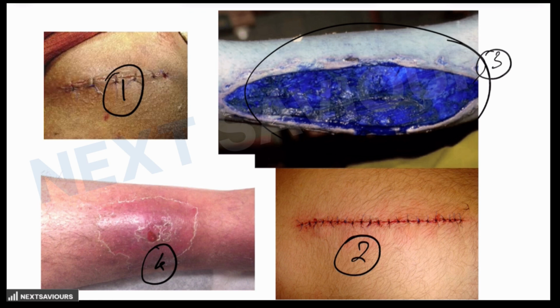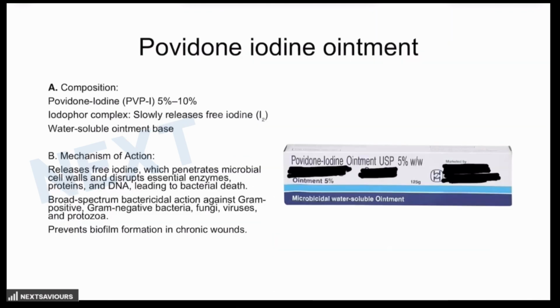So what we are going to talk about is the management of these contaminated wounds, if not the infected ones. What are the basic ointments? What are the creams and the solutions which are required? We'll be talking about them one by one. These are the options which are available. The most commonly used in practice is povidone iodine ointment. The basic composition is that it is made up of povidone iodine, which could be 5 to 10%, and the iodophore complex, which is responsible for slowly releasing the free iodine, in a water soluble ointment base.